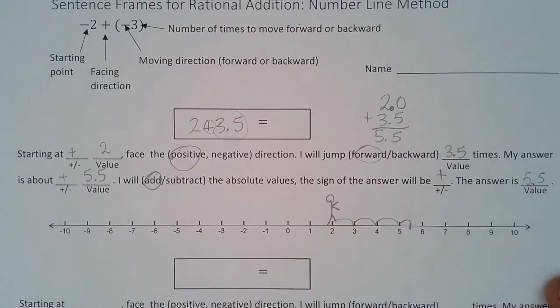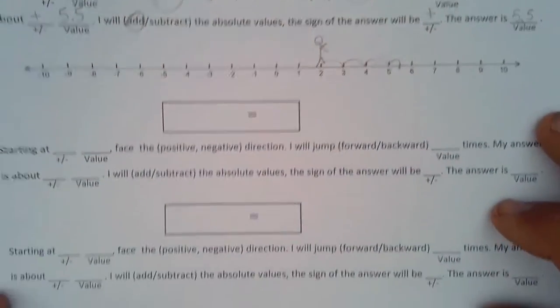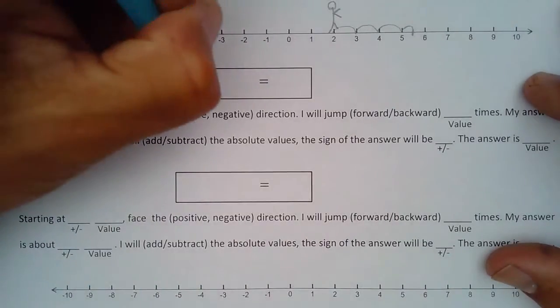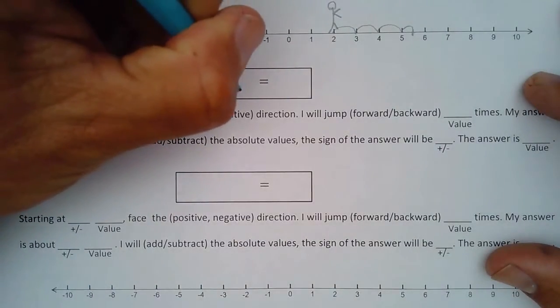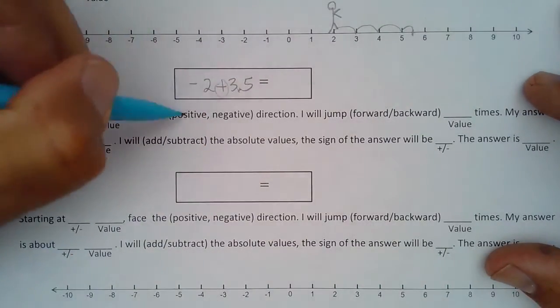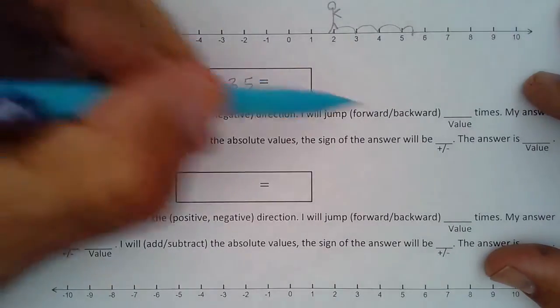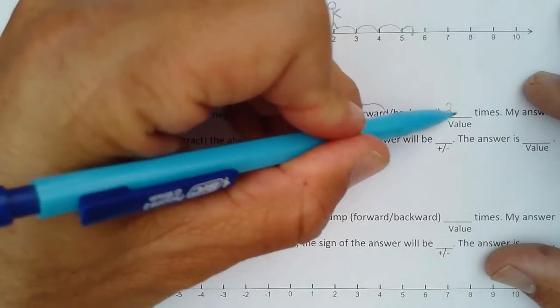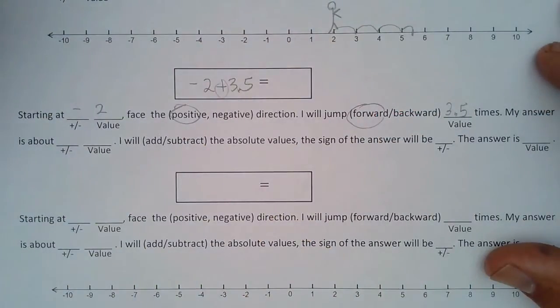Okay, let's make things a little bit more difficult. We have this one here, and I'm going to make this negative 2 plus 3.5. Okay, so I start at negative 2. I'm going to face the positive direction. I'm going to go forward because that's a positive 3.5 times. So my answer is about.